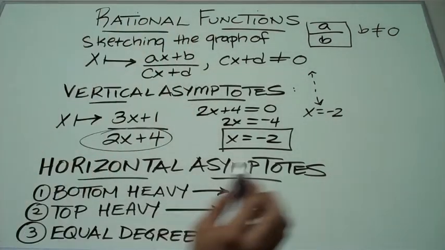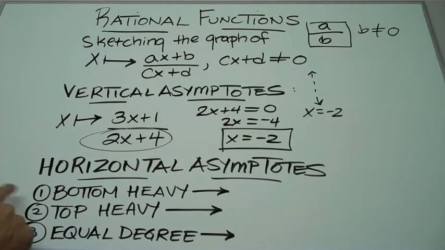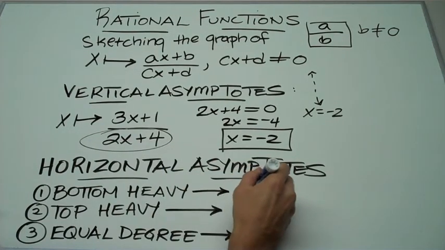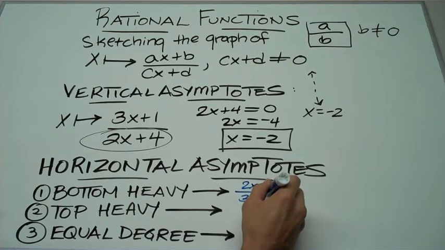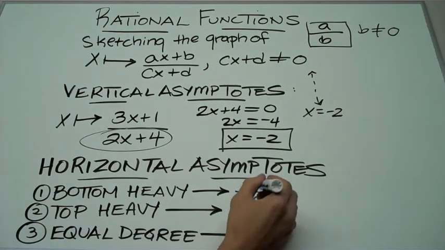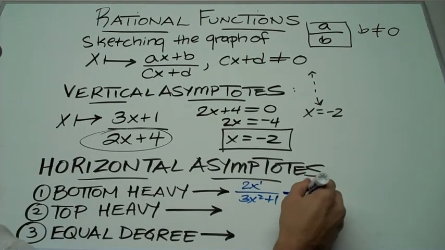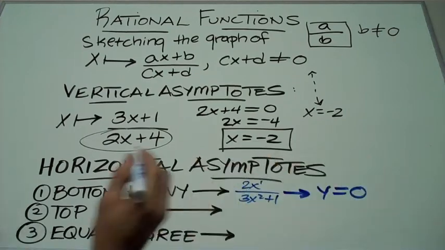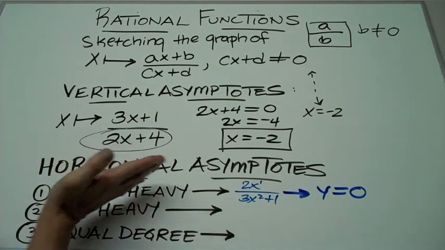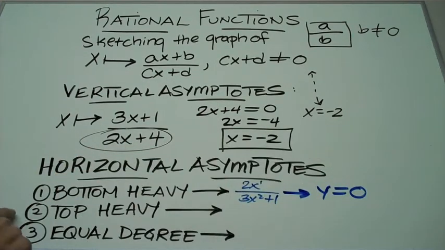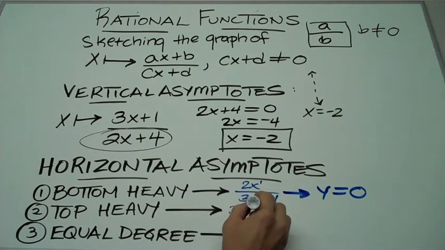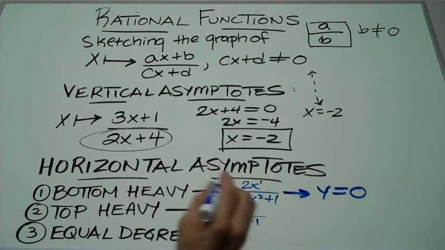Well, how about horizontal asymptotes? We're going to have three different situations there. If I say bottom heavy, I could have something like 2x over 3x squared plus 1. I'm looking at the degree here. This is x to the first and x squared. Well, it's bottom heavy, and if that's the case, we know that y equals 0 is our horizontal asymptote. That's the x-axis.